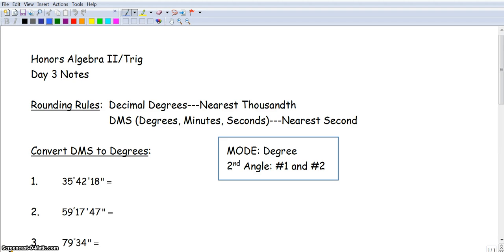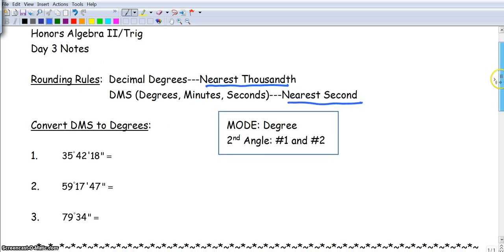Today we will be talking about how to convert between decimal degrees and degrees, minutes, seconds, or DMS on your graphing calculator. So first of all, we're going to talk about our rounding rules. For decimal degrees, we're always going to round to the nearest thousandth. For degrees, minutes, seconds, we will round to the nearest second.